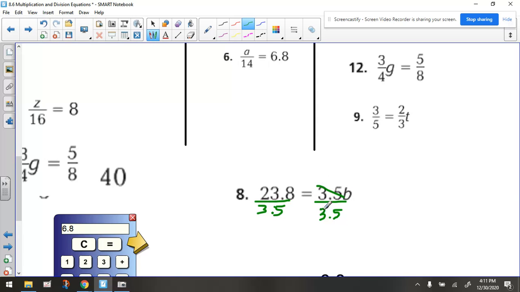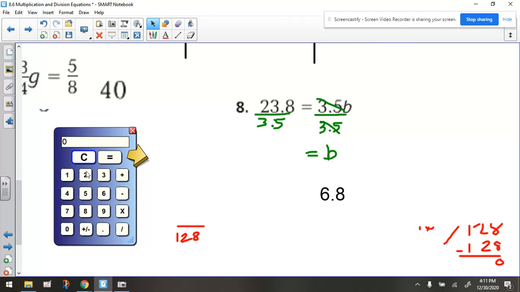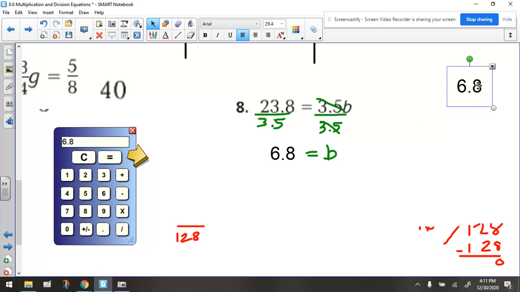And then this would simplify. If we simplify that, we get 1, and 1 times b would be b. And then we just need to divide these two things out. So let's use the calculator once again. You always take the numerator first and pump that into the calculator. So it's 23 and 8/10, and we're dividing that by 3 and 5/10. And we're getting this, 6 and 8/10. Wow, that's familiar. We saw that number before, didn't we?